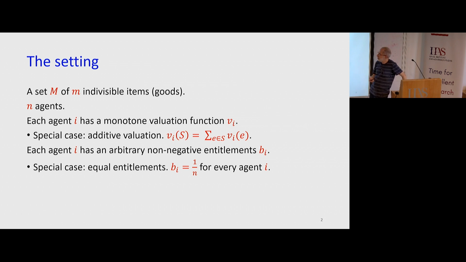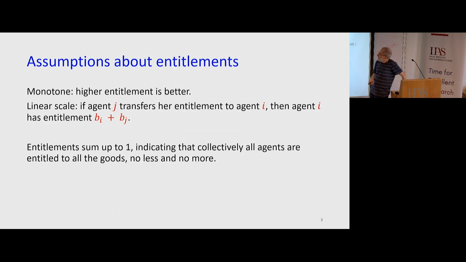In the special case of equal entitlements, the entitlement of each agent is 1 over n, all have the same entitlement. So some assumptions: what does this b_i represent? What's the semantics behind this b_i? First, a higher value of b_i is better, higher entitlement is better. This is in a qualitative sense. And in a quantitative sense, we should think of the b_i's as being on some linear scale, in the sense of having twice as much entitlement is twice as good.